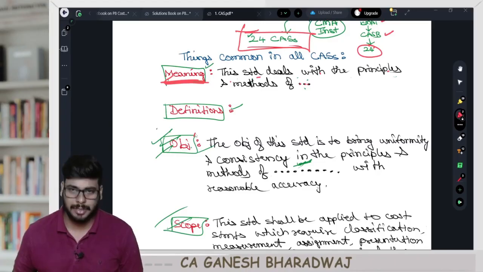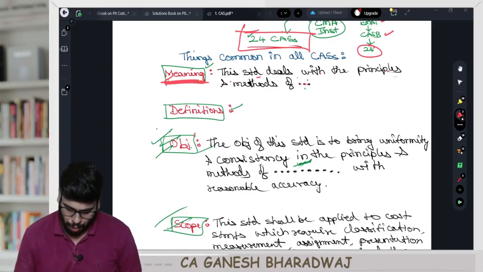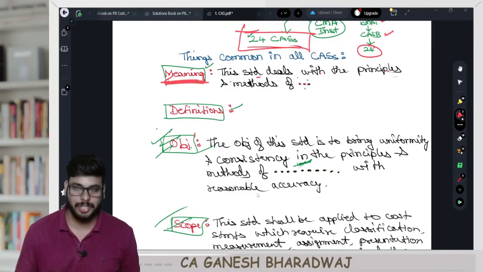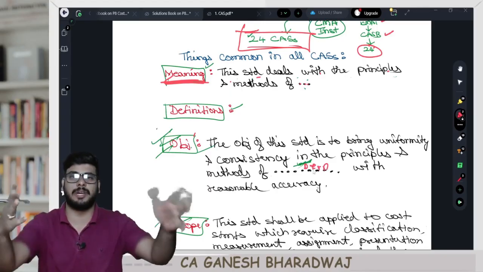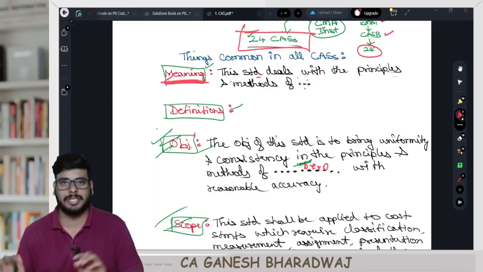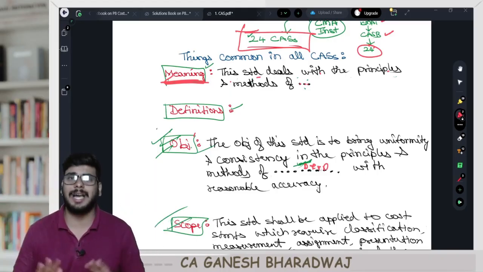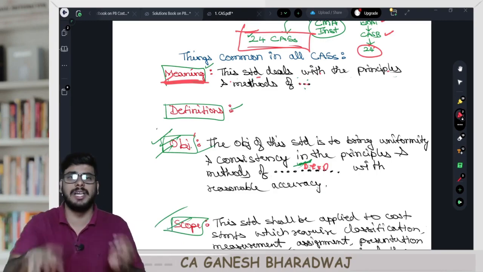Next, objectives. Simple, again everything is the same. The objective of this standard is to bring uniformity and consistency in the principles and methods of, write the name of the standard, direct expenses, with reasonable accuracy. Suppose we are talking about production overheads, write production overheads. If they are talking about direct material, instead of direct expense here, you just write direct material. As simple as that. Whatever is the name of the standard, you write it here. Everything else is going to be the same.